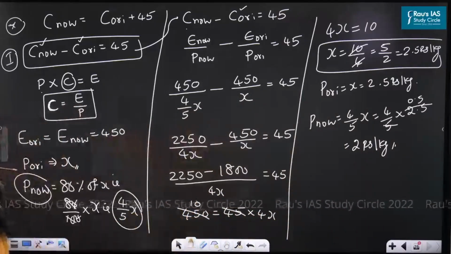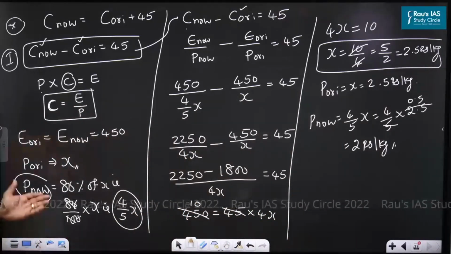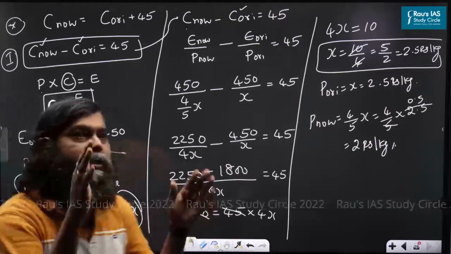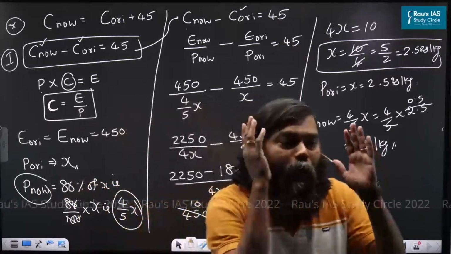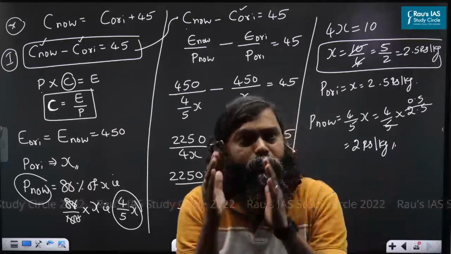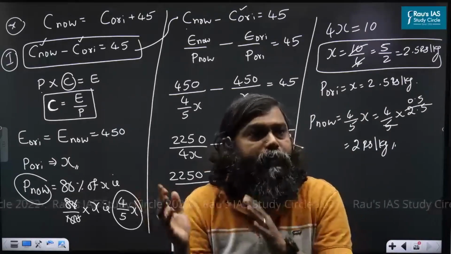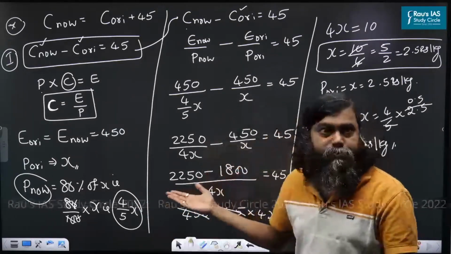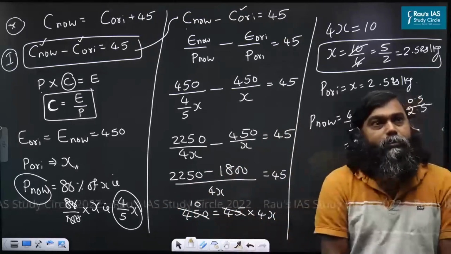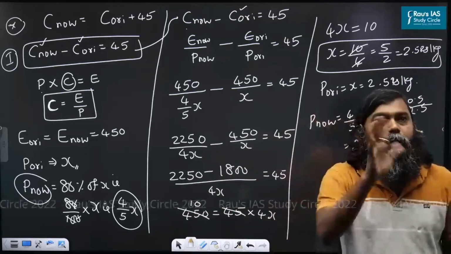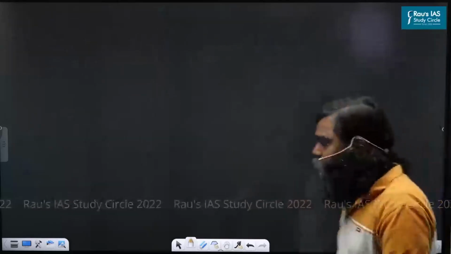Do you understand this? You can solve like this if you read the question manually: earlier consumption and original consumption, the difference is 45 kg. All are getting this? Sir, I am not reading the question like that. Then we will see how you read.